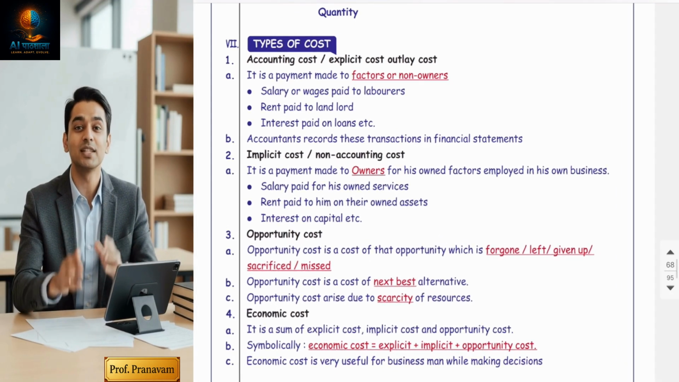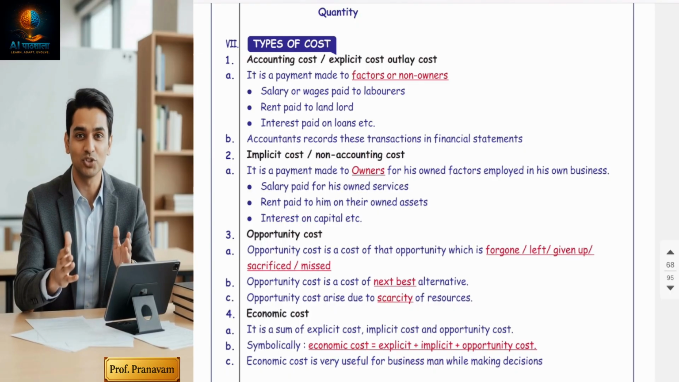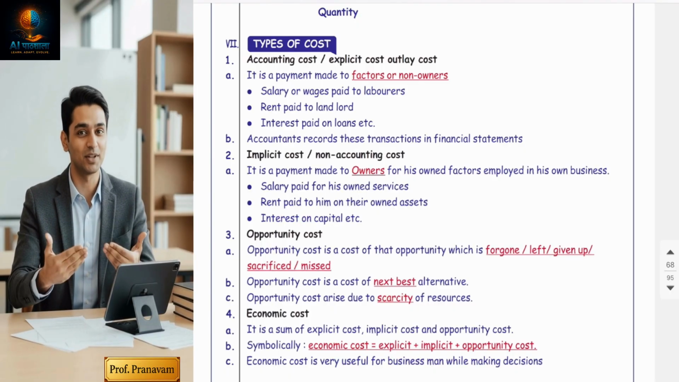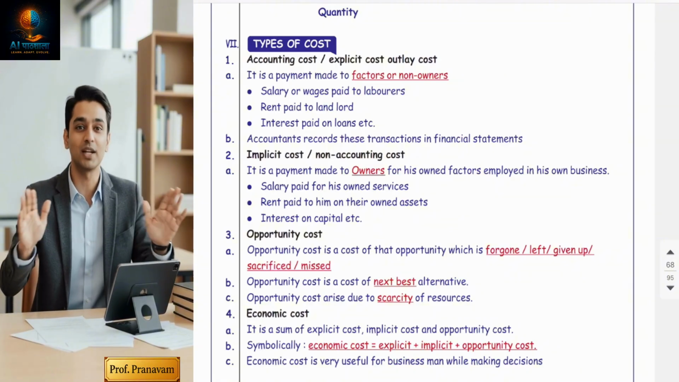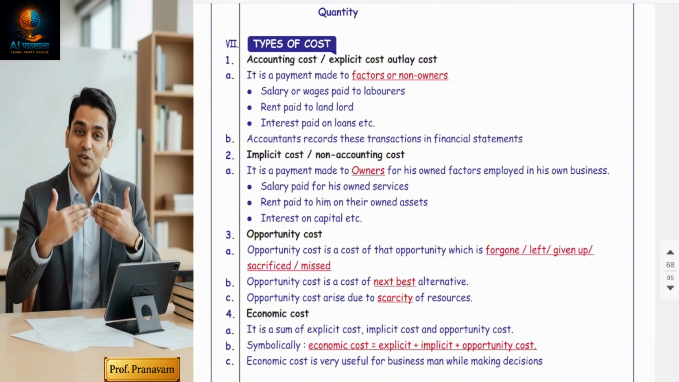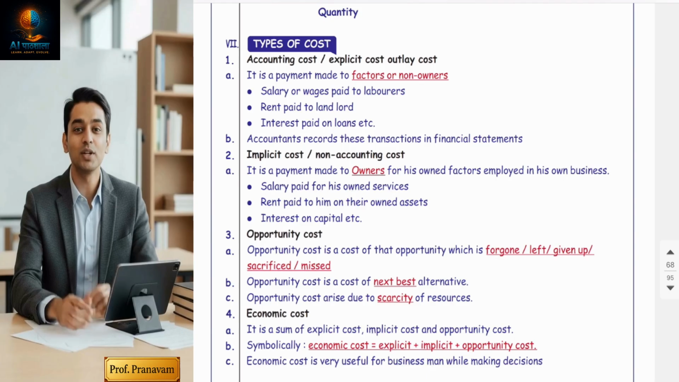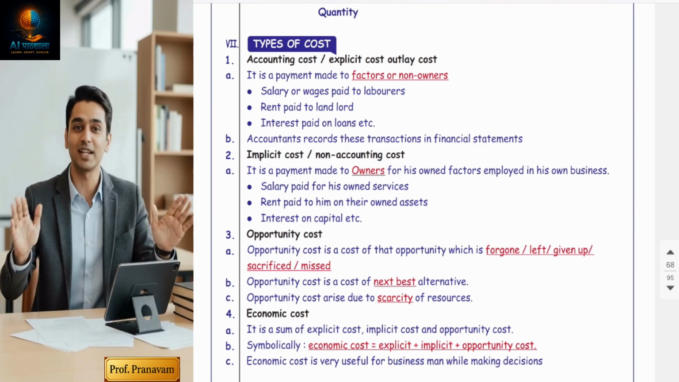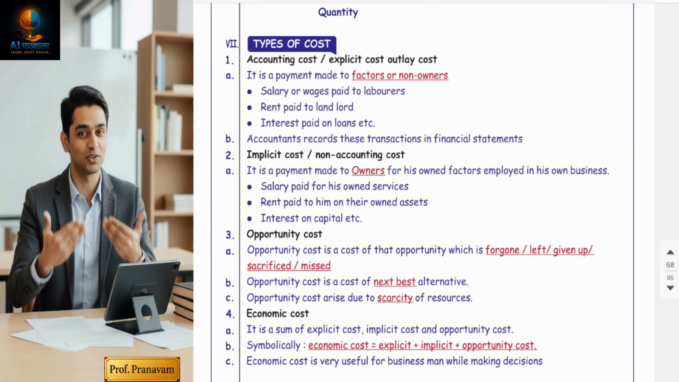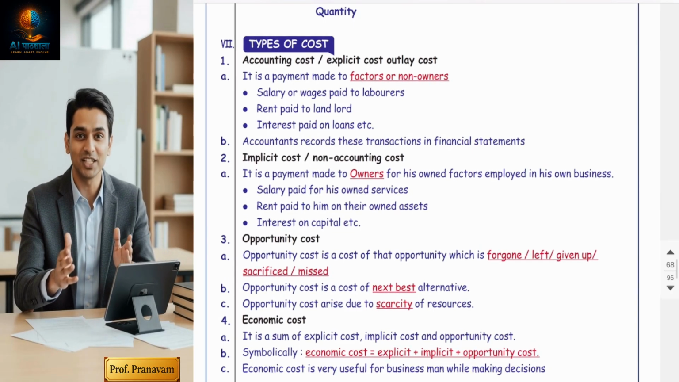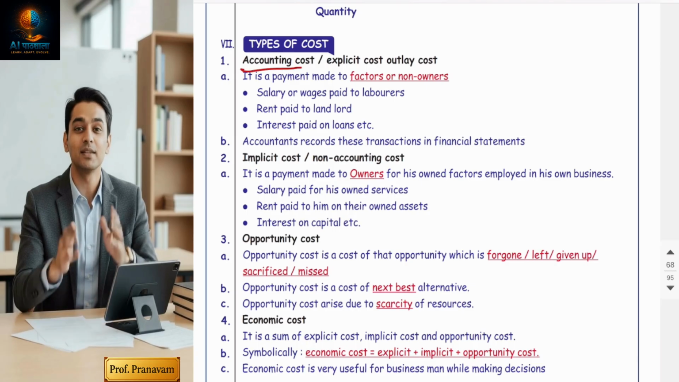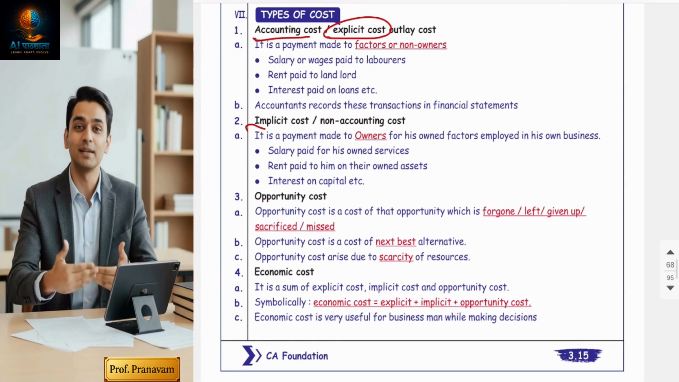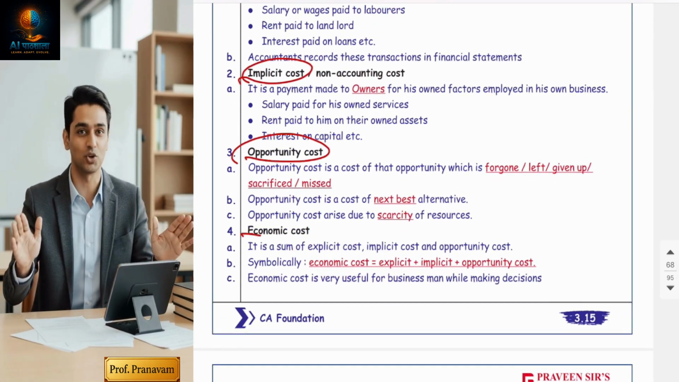Now, there are varieties of costs, right? I'm discussing in this video only four types of cost because this is a shorter video and I'm considering only the important costs, which are important from the exam point of view. The rest I'm not expecting in the exam, but in my detailed video lectures, I have explained all the cost curves in detail. So there are four types of costs you have to keep in mind: explicit cost, implicit cost, opportunity cost and economic cost.